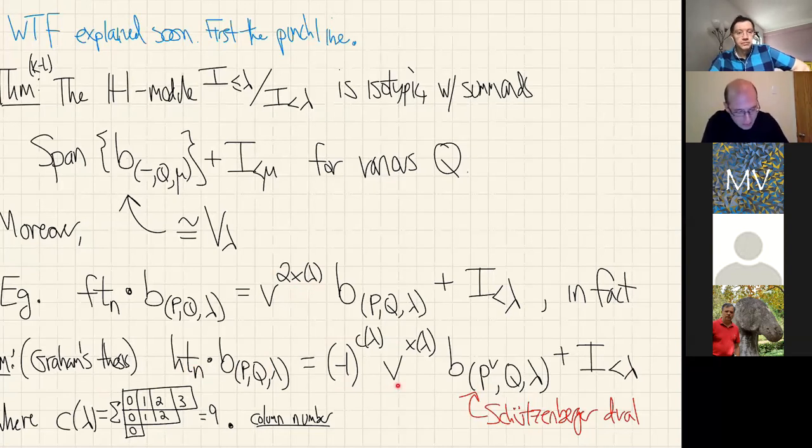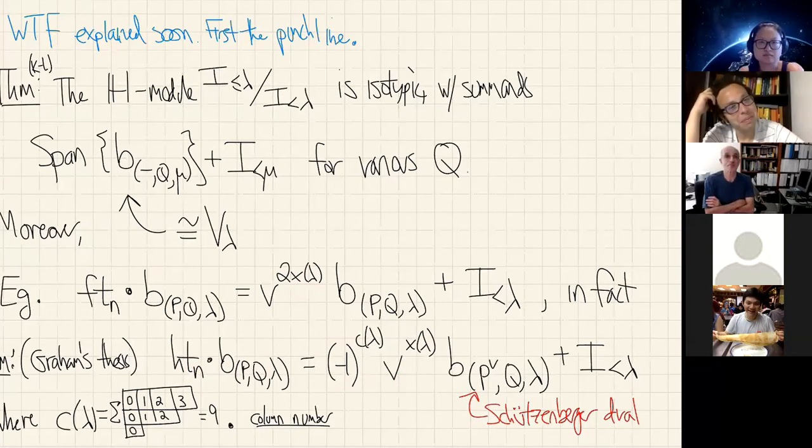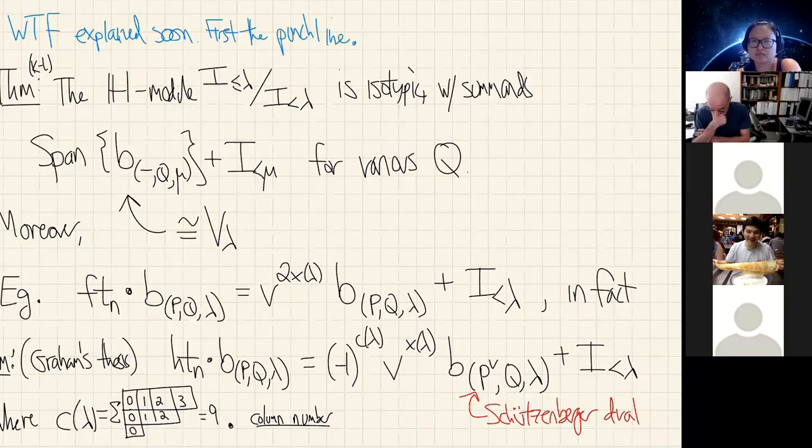So when you square the half twist, what you're doing is acting by v to the twice the content and minus one to the twice the column number. So the eigenvalue of the full twist is actually not v to the twice the content. It's v to the twice the content times minus one to the twice the column number. And this is what categorifies to a homological shift as well. There is already this homological shift, which is usually kind of invisible in the Grothendieck group, is actually visible somewhere.